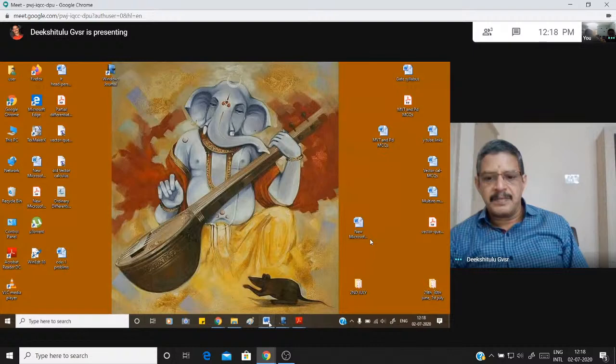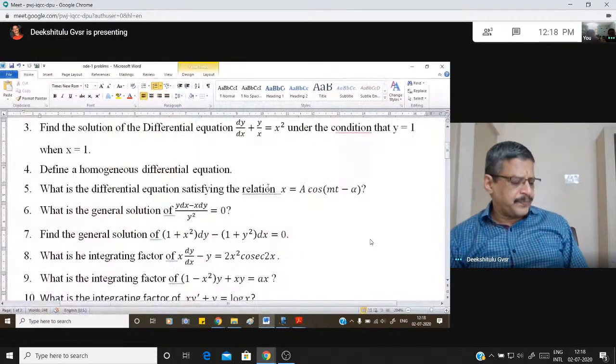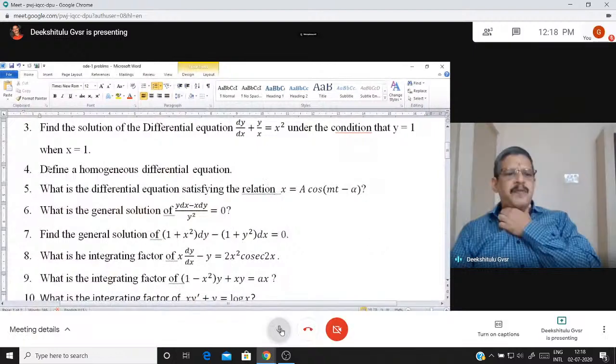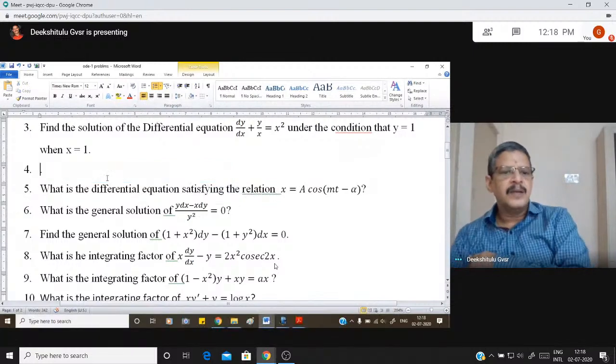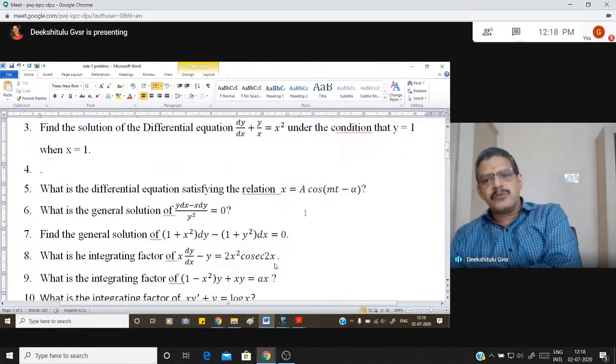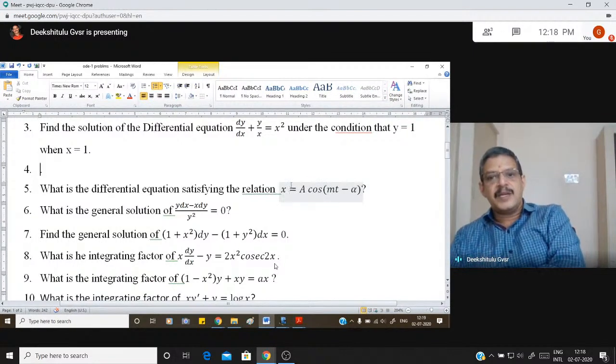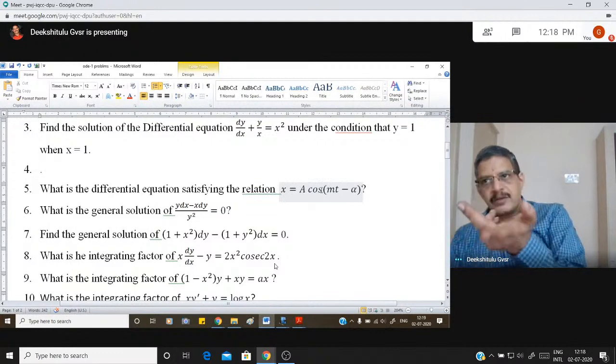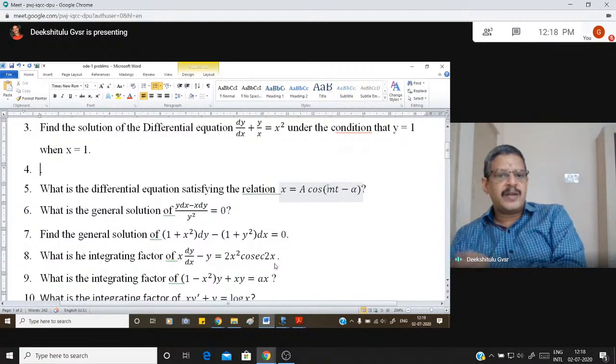What defines a homogeneous differential equation is a theoretical question. We need not worry about this. Questions like what are the differential equations satisfying the relation will not be there. You can delete this also. But the differential equation satisfying the relation x is equal to a into cos(mt minus alpha) means you have to formulate the differential equation because a and alpha are to be eliminated. I think we have done this problem in the class, because with two constants we have to differentiate twice. The x dash and x double dash, you will get the relation.